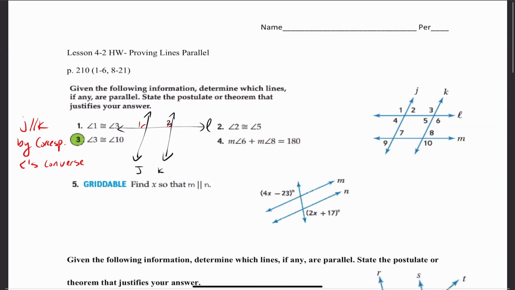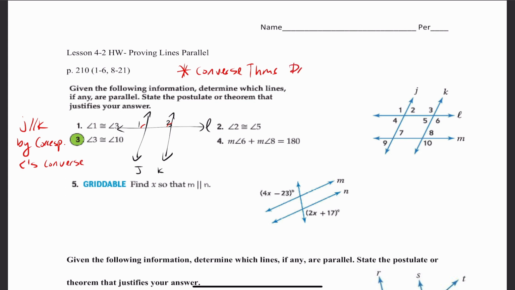And it's so important that you understand that the converse theorems, they prove lines parallel. So important that you understand that. When you're proving lines parallel, you are using the converse theorems. In this case, for number 1, you are saying J is parallel to K by the corresponding angles converse, okay?